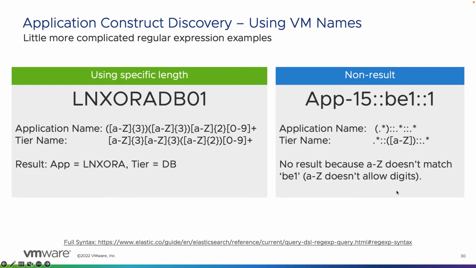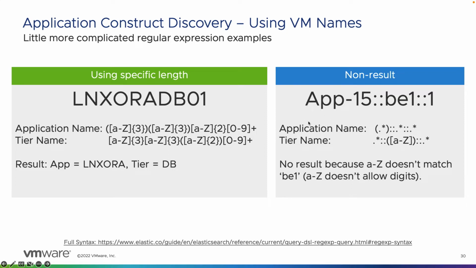Now this is looking at application construct discoveries using VM names. So this can be a little bit more complicated when it comes to regular expression. You can use specific lengths. So in this case, we specified a specific length for an actual virtual machine. And then here now we can see the application name and the tier name, and then here's our result. So it's breaking out the app, which is LNX ORA, and the tier is database or DB.